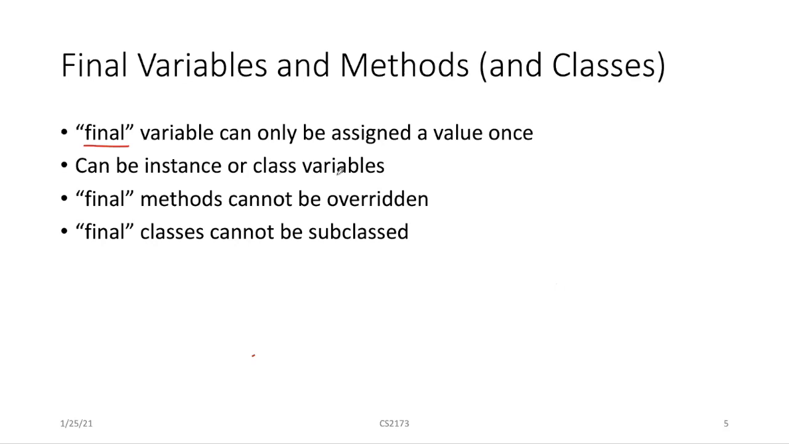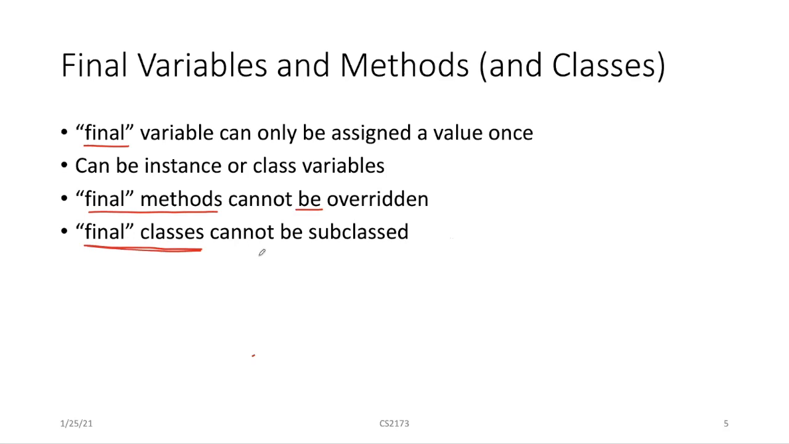I can also use it as a modifier to a method. I can define a method to be final. We won't be doing that yet. I can also define a class to be final, and final has the same meaning there. In other words, if I define a method to be final, then I cannot override it. If I define a class to be final, it means I can't subclass it.